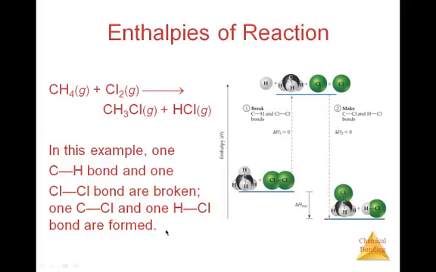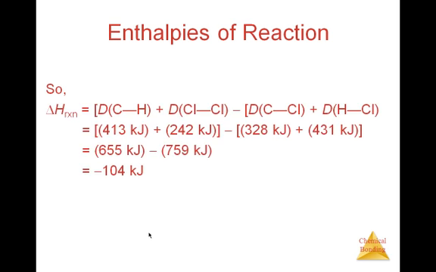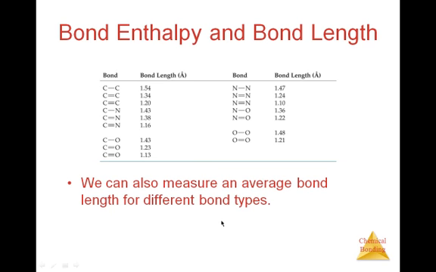Moving on. If I'm trying to find the enthalpy of reaction for methane reacting with chlorine gas, what we have here is one C-H bond and one Cl-Cl bond broken, and one C-Cl bond and one H-Cl bond formed. So this is the energy diagram that we have here, and that's how much energy is released in this particular reaction.